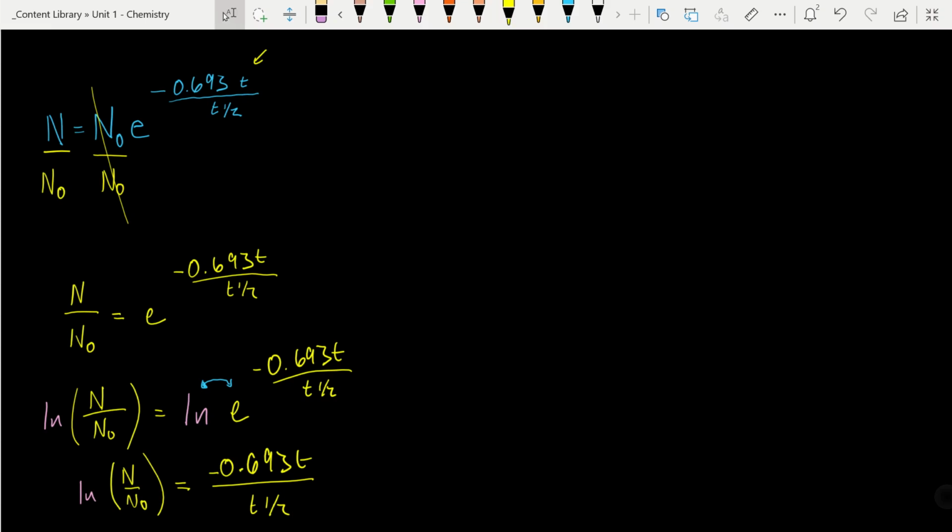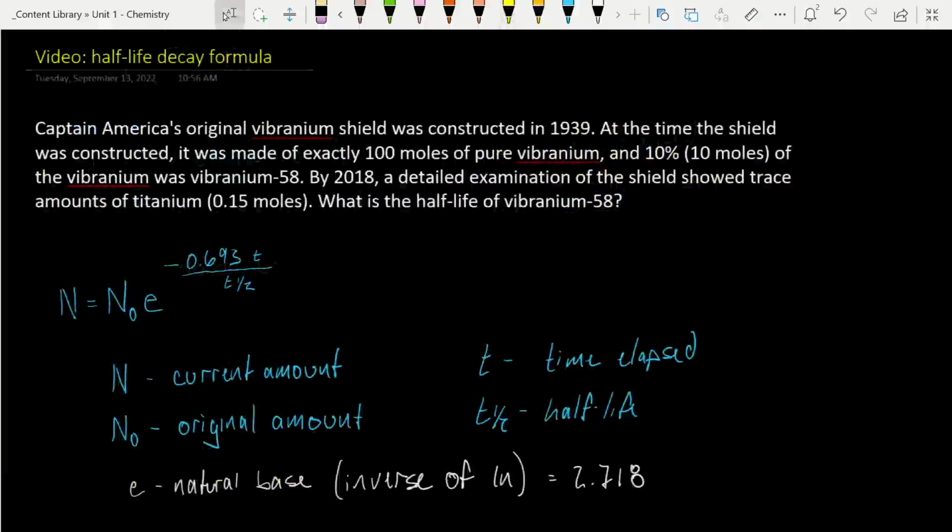So continuing over here, if we were to solve for t, t simply equals the natural log of n over n naught times my half-life, all divided by negative 0.693. And like I said, with some slight modifications, you could solve for half-life, t half, if you wanted to. But that shows algebraically how we access these variables. So let's now go back up and look at our question and see which variable we're solving for.